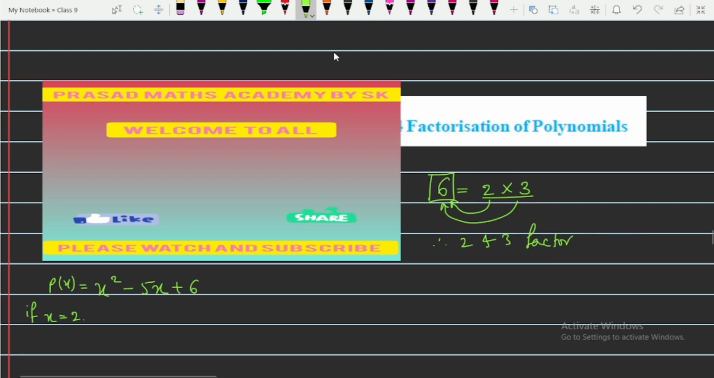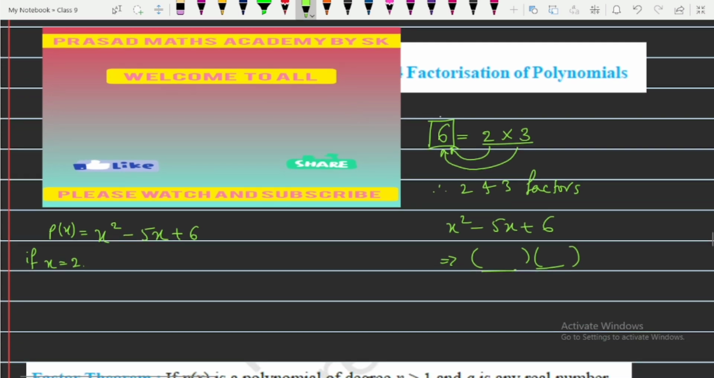In the same way, we are going to apply this for doing the factorization of polynomials. Whenever you have a polynomial, for example x square minus 5x plus 6, we are going to express it as a product of two expressions. So we can say that they are the factors. Here you are going to learn how we can do the factorization.